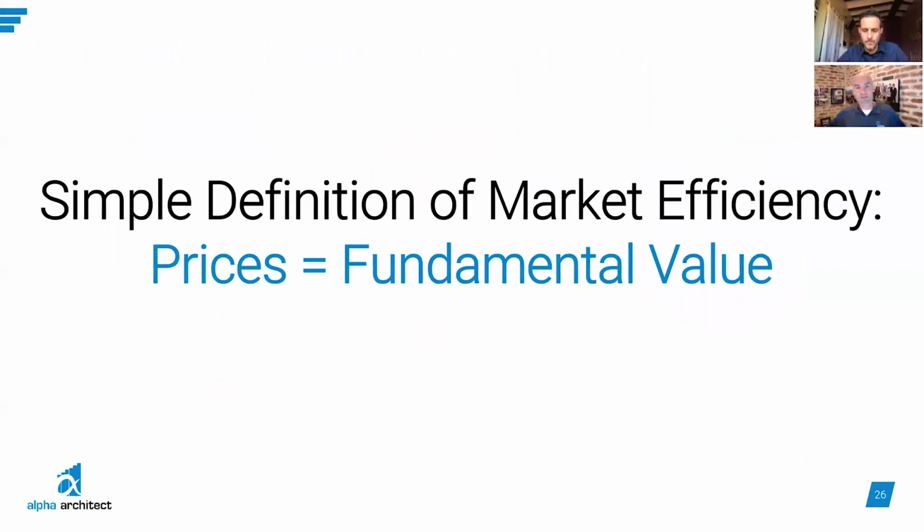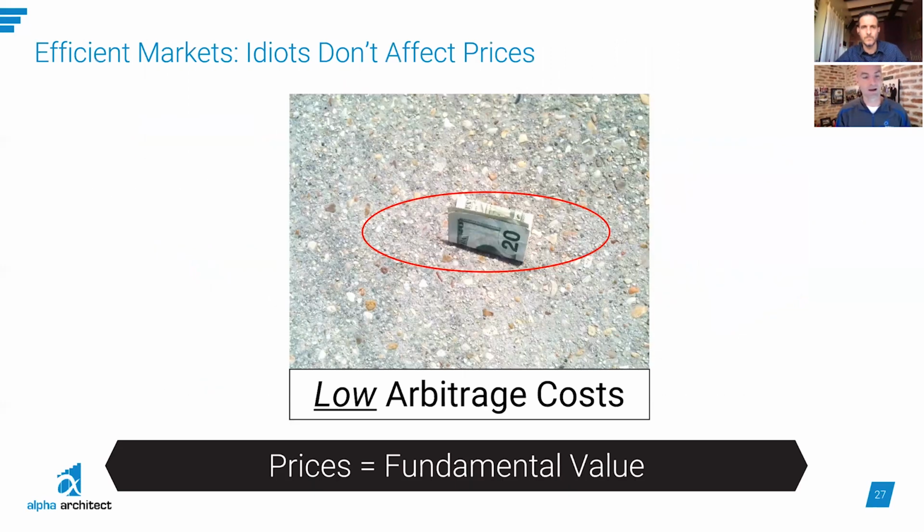So first, let's talk about the simple definition of market efficiency. And that is this idea that prices reflect fundamental value. And let's walk through, well, why is that the case? The best way to explain this is, this is a $20 bill I threw on the pavement. I took a picture of it. So what does this have to do with market efficiency?